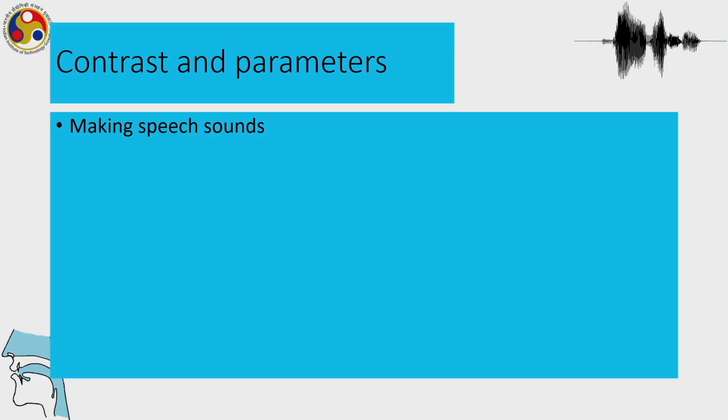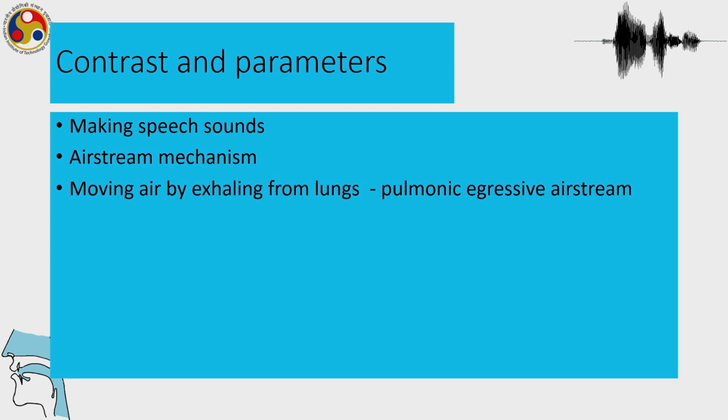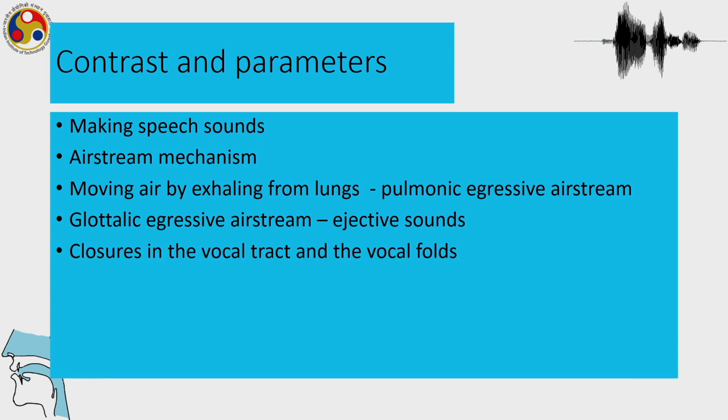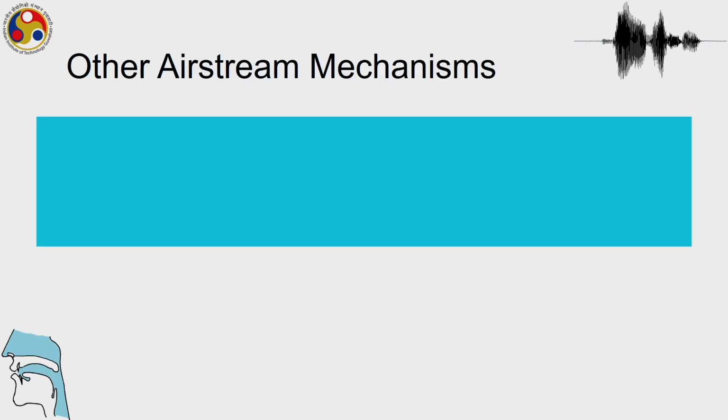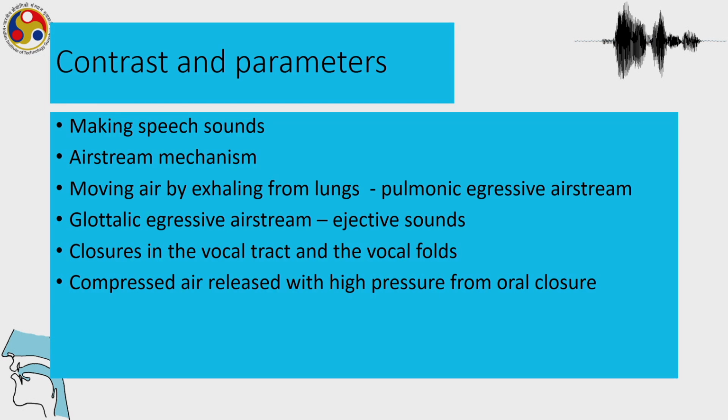So talking now about contrast and parameters. Making speech sounds involves the airstream mechanism, moving air by exhaling from lungs, and the pulmonic egressive airstream, the glottalic egressive airstream, and ejective sounds, closures in the vocal tract and the vocal folds, and compressed air released with high pressure from oral closure. So, this is how contrast happens as a result of the use of these airstream mechanisms.